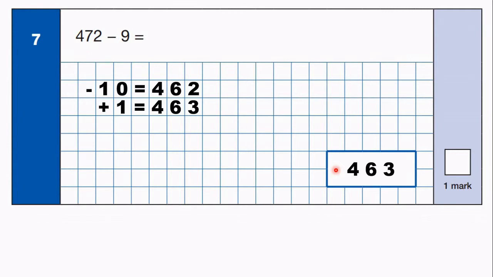463. The other way to subtract a single-digit number is to subtract so you get to the previous multiple of 10, so subtracting 2 gets us to 470. Then, if we've subtracted 2 and we need to subtract 9, we need to subtract 7 more, and that gets us our answer.